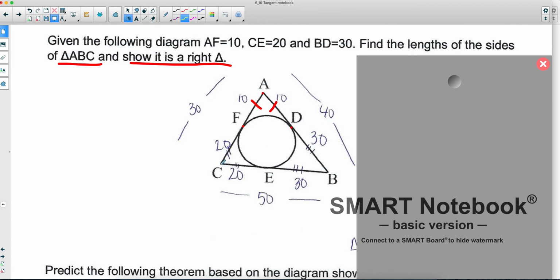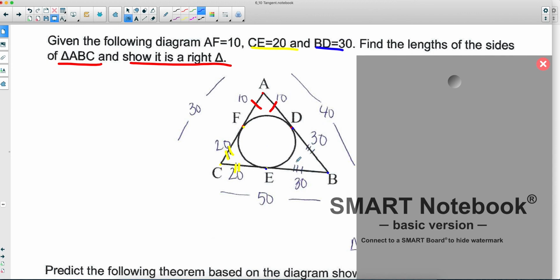Okay. Same thing down here. C is an external point. F and E are points of tangency. That means that from C to F is going to be equal to C to E. So they're each 20. I know they're 20 because it told me up there that CE is 20. And then finally, the same idea would work for external point B. So B to D, B to E, they have to be equal. And if BD is 30, that means that EB is also 30.